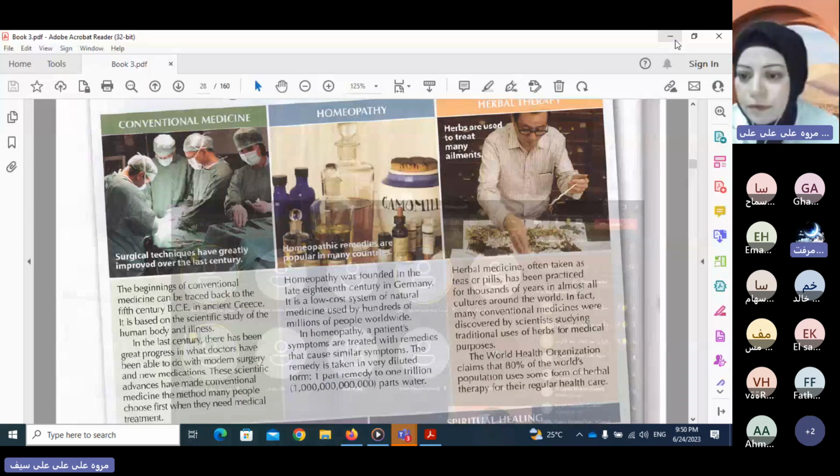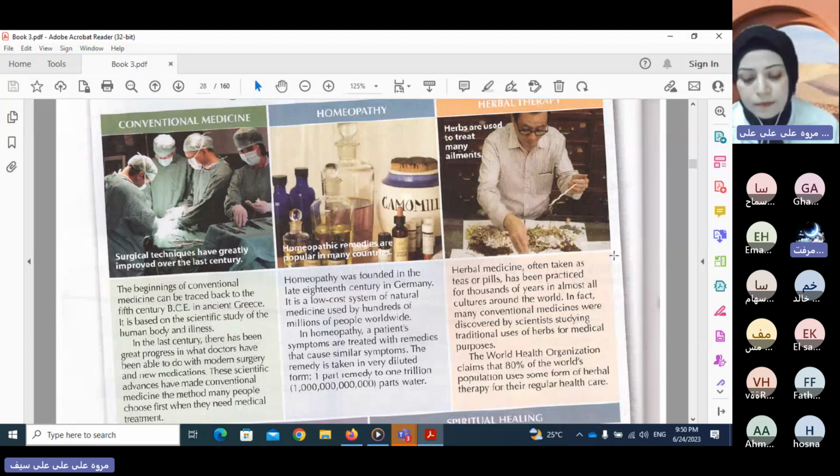Okay, I think herbal therapy is an old-fashioned way for treatment. People have used it from the early centuries. Scientists have discovered that some herbs that people use have medical purposes, and the World Health Organization says that a lot of people use them as a regular way to keep themselves healthy.